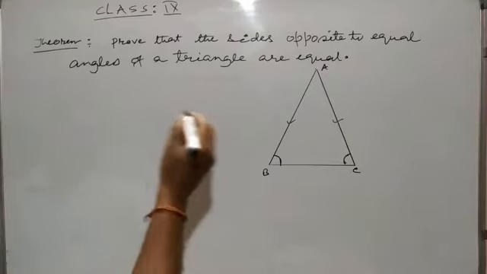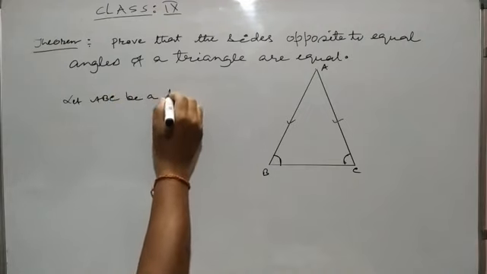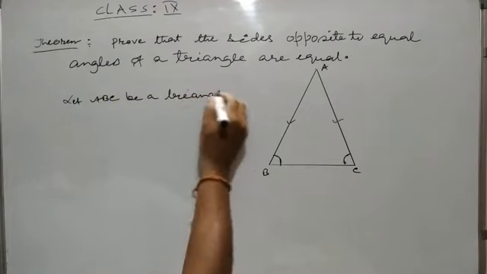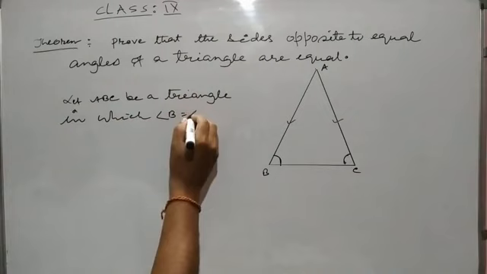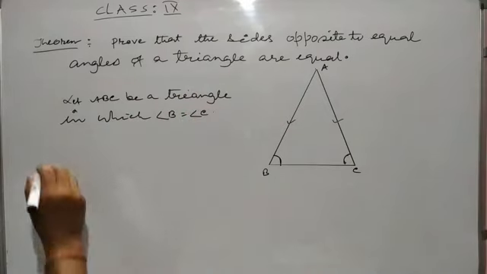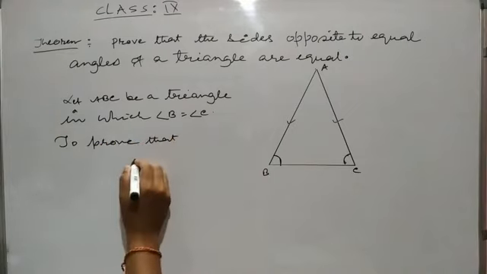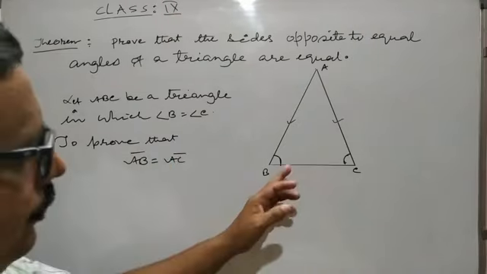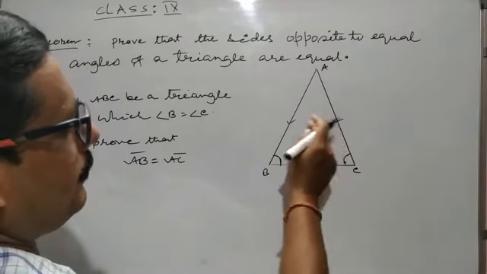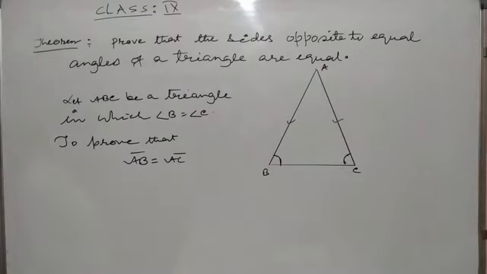So here I am writing, let ABC be a triangle in which angle B equal to angle C. To prove that AB equal to AC. Angle B equal to angle C, so we need to prove their opposite sides are equal, that is AB equal to AC. No need to prove this theorem this time, just we have to remember this theorem.